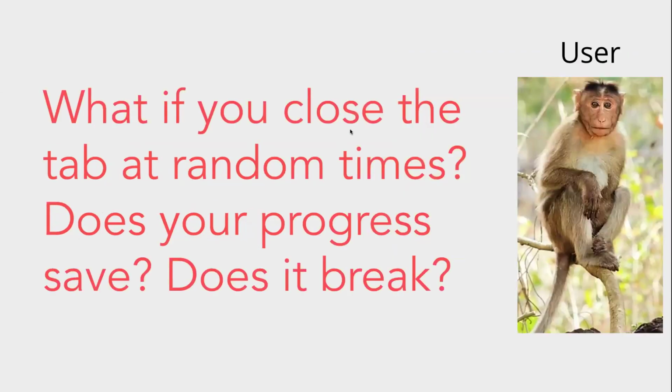What if the user decides to close the tab randomly or they accidentally close their window? Does your progress save? Does it break? This is kind of similar to the previous thing you might want to consider. Again, your user might do weird things and you just need to account for this.